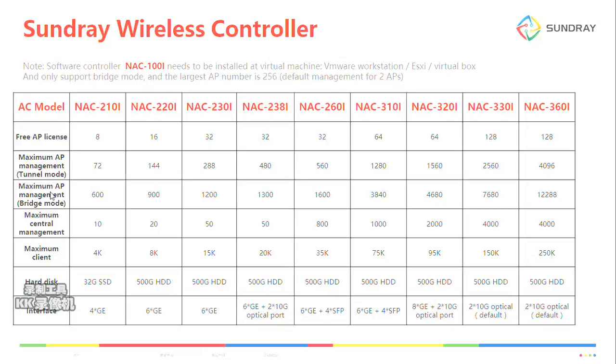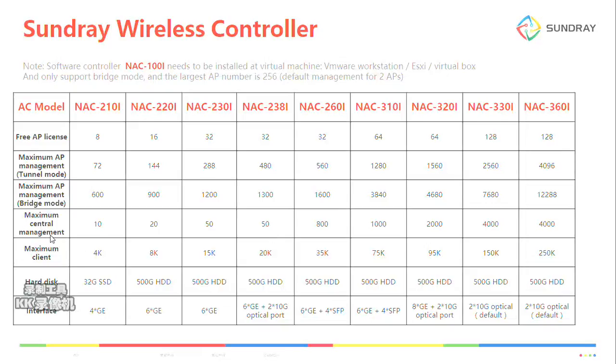So for the maximum access point management, the first one is tunnel mode, and the second is bridge mode. For tunnel mode it's 72, because the data has to go back to the controller. It consumes more capacity of the controller, so it's less than bridge mode. The first one is 72 and the second is 600. And the high end supports more than 4,000 in tunnel mode, and 12,000 in bridge mode.